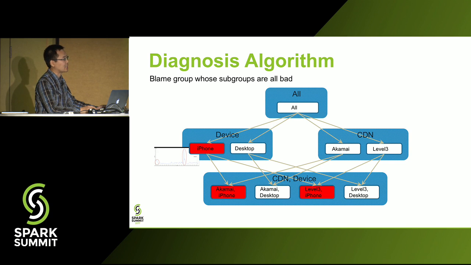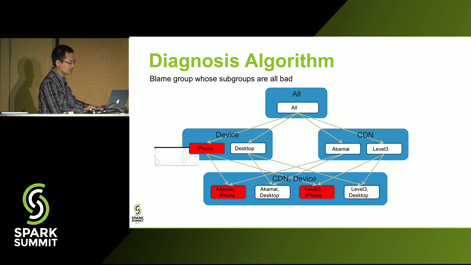As Yan already showed in previous slides, the problem can happen at any dimension or any combination of several dimensions in the pipeline. So if we only run the detection algorithm, we might end up with finding so many anomalies without identifying which one is the real root cause. For example, if iPhone has issue, it may affect all the CDNs it streams from. Like in this case, both group Alchemy iPhone and the Level 3 iPhone are affected. Although we detected anomalies in these two groups, we shouldn't blame them. Instead, we should blame the iPhone as the root cause.